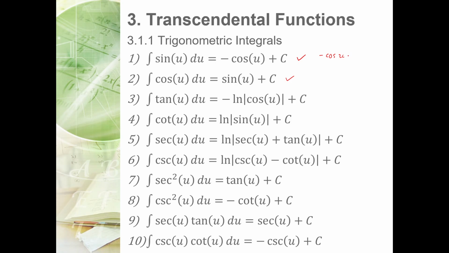So if we derive cosine u, that will be negative sine u. So that's why it's negative times negative sine u, so that's sine u. That's why it has a negative here. The derivative of sine is cosine, so it's correct.